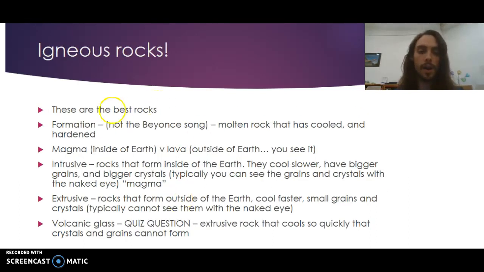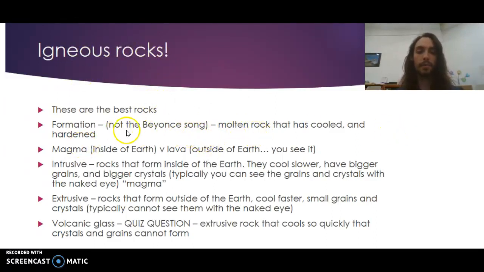So let's talk about igneous rocks. These are the best rocks. That's not true. I just put that there for fun. So, formation, not the Beyonce song, the formation of igneous rocks. It is essentially just molten rock that is cooled and hardened.